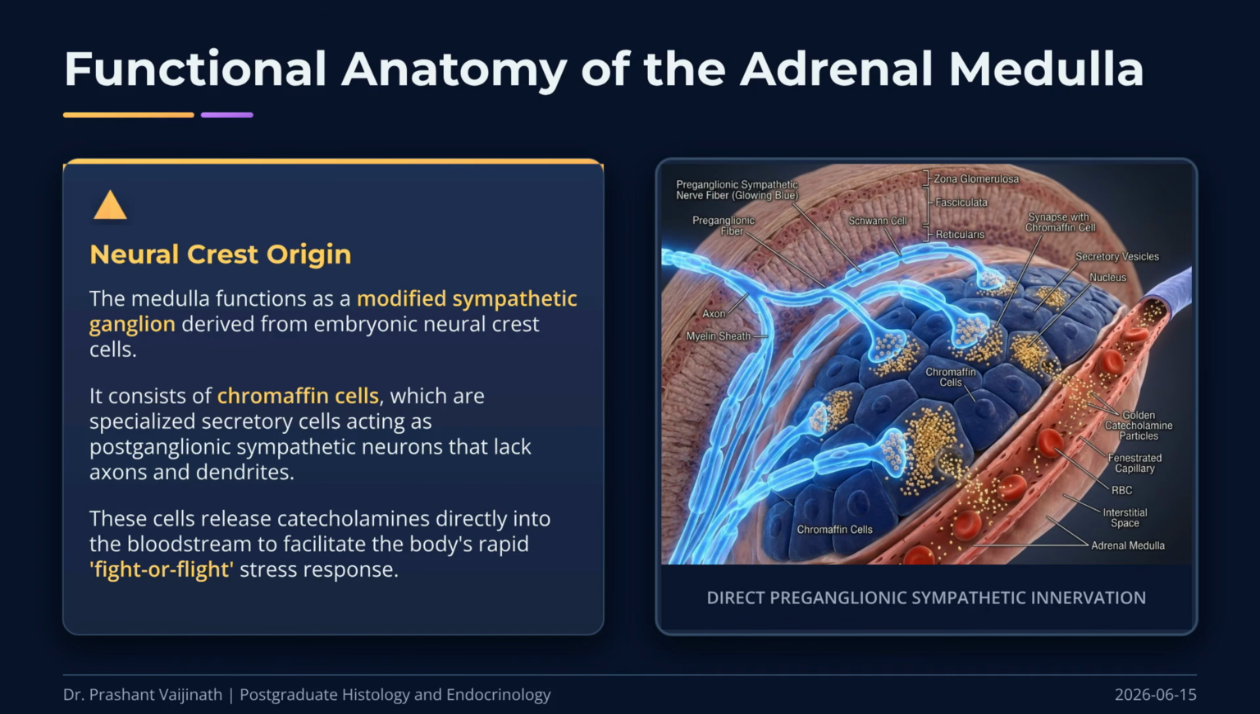The medulla consists primarily of chromaffin cells, which are modified postganglionic sympathetic neurons. These cells are closely associated with a rich network of blood sinusoids and receive direct stimulation from preganglionic sympathetic nerve fibers. The hormones produced by the adrenal medulla are catecholamines, which prepare the body for emergency situations.